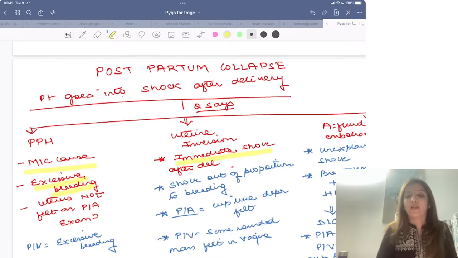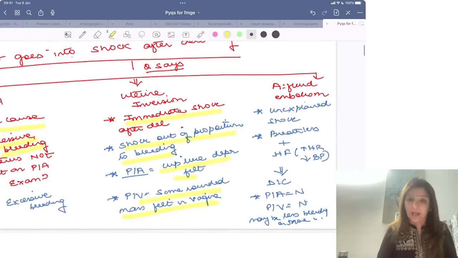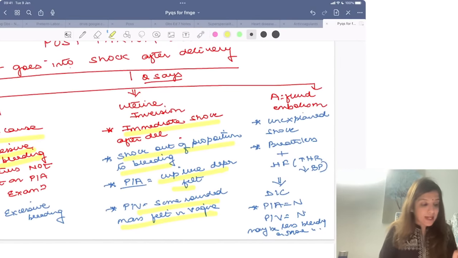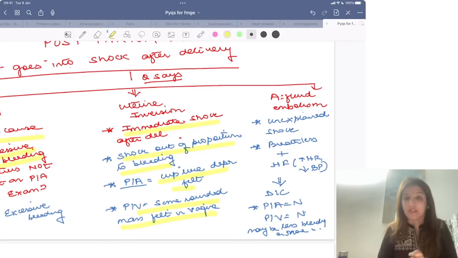In case of uterine inversion, jo shock hoga that will be out of proportion to bleeding. Per abdominal examination mein a cup-like depression will be felt and per vaginal examination mein something round will be felt in the vagina. Then comes the third cause, that is amniotic fluid embolism. Ab amniotic fluid embolism mein the one word which you might get is unexplained shock. So if your question says unexplained shock after delivery, mark the answer as amniotic fluid embolism.